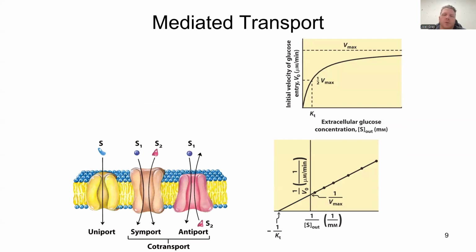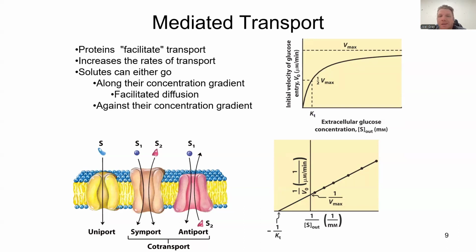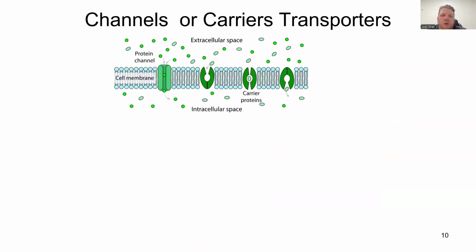Now, with transport proteins or with mediated transport, proteins are going to facilitate the transport of the molecule. This increases the rate of transport, and solutes can either go along their concentration gradient through what we know to be facilitated diffusion, or they can go against their concentration gradient in what is known as active transport.